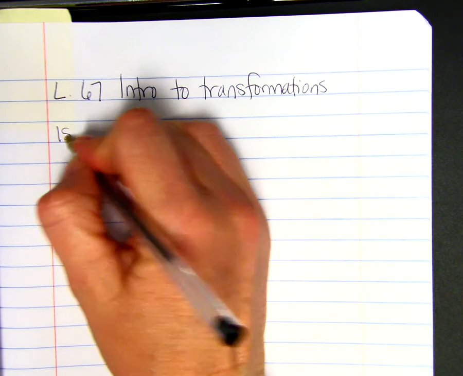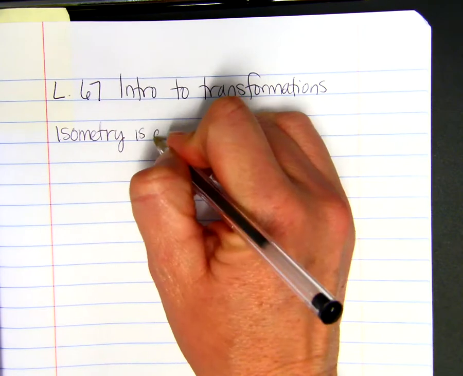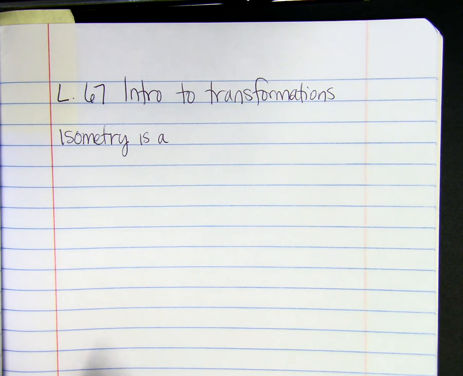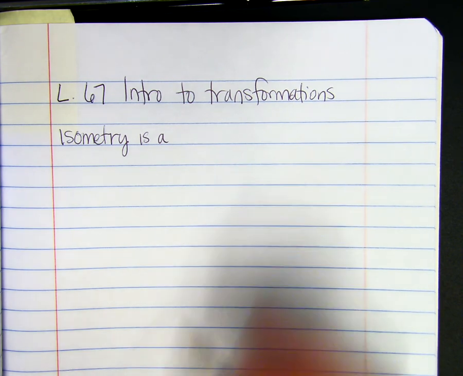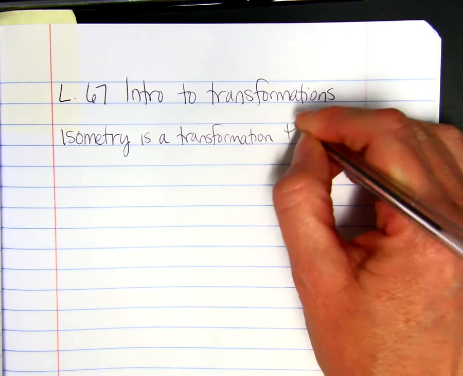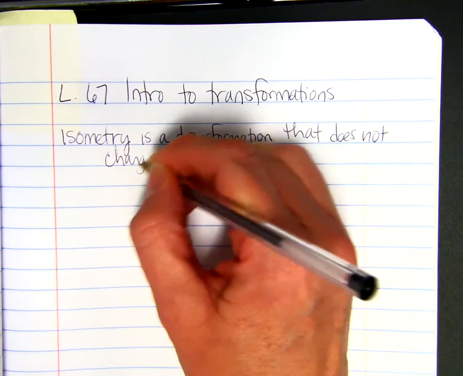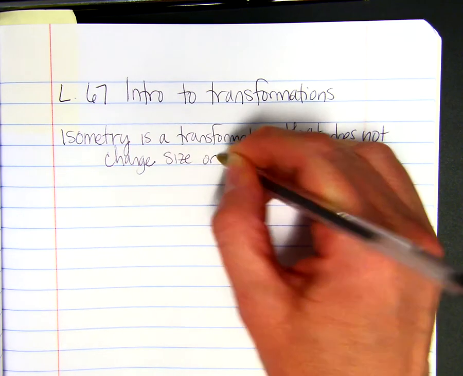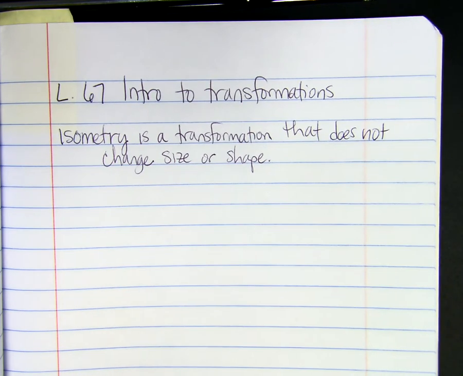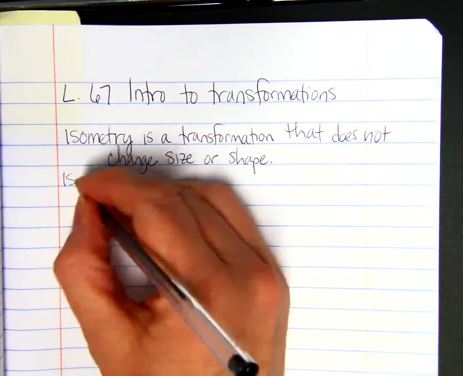So an isometry is a transformation that does not change size or shape. So it's going to map a figure right onto a congruent figure. There's 3 types of isometries.